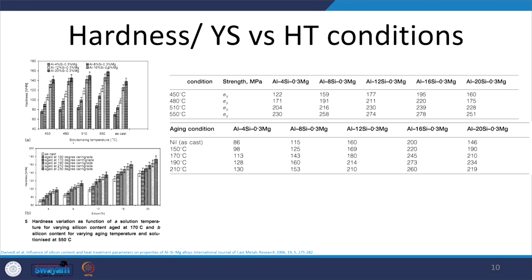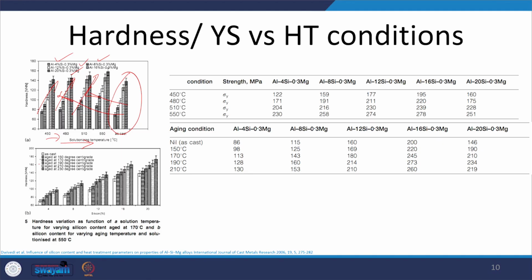Okay. So, what it shows is that increasing the solutionizing temperature, as compared to the as cast system, results in higher hardness. This is attributed to precipitation hardening. Also, for a given solutionizing temperature, increasing the temperature increases the hardness, and as compared to the cast aluminum alloy you will get higher hardness. For a given solutionizing temperature, if we look at the effect of increasing silicon content, this will also show that the hardness is increasing in each band.